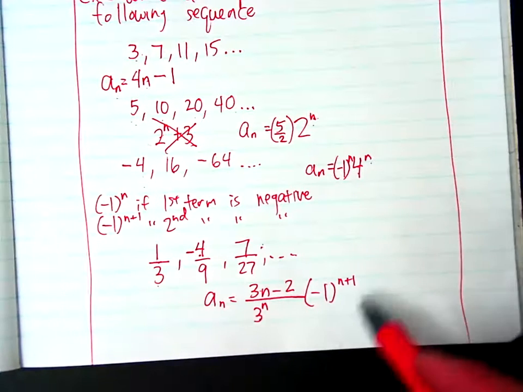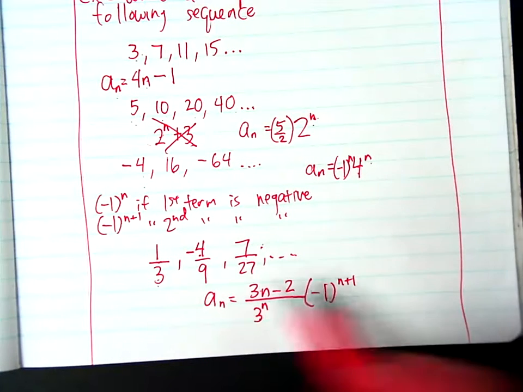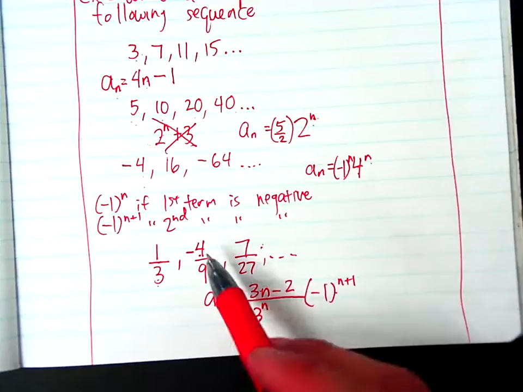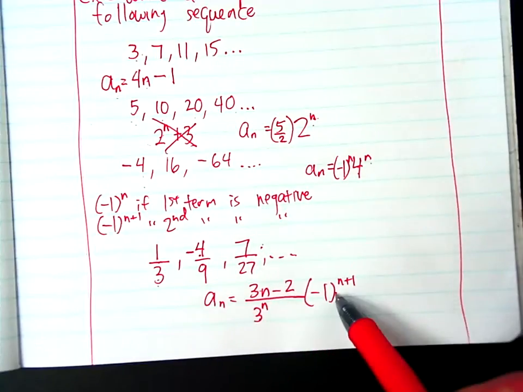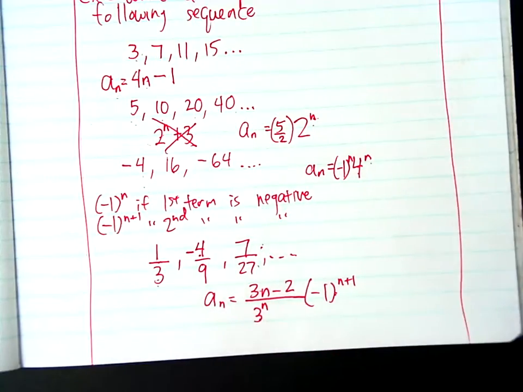Okay, so if I plug in 1, I should get 1/3, and I do. If I plug in 2, I should end up with -4/9. I plug in 3, I should get 7 over 27. And that is it to writing rules.